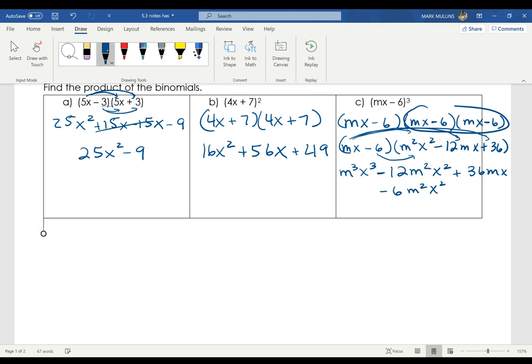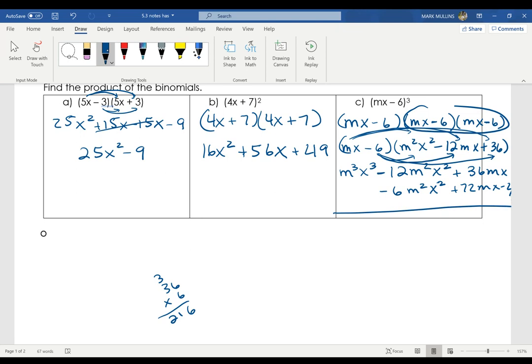Vertical also works good because I don't have enough space to write it all out in one line. Negative 6 times negative 12mx. So 6 times 12 would be 72. It's now positive 72mx. And then negative 6 times 36. Let's see, 36 times 6. Break out my multiplication. 18, 19, 28. So 216. So minus 216. I'll have to remember that's a 216.